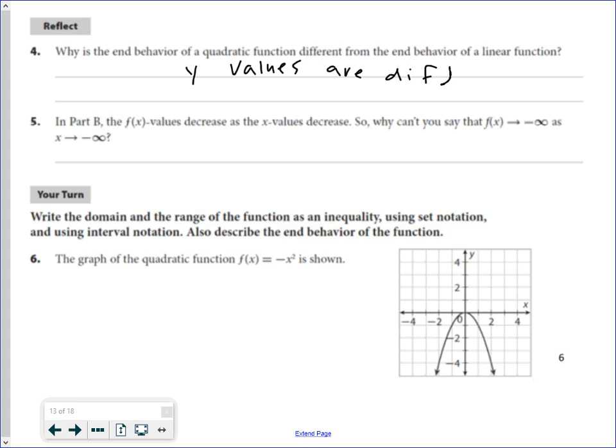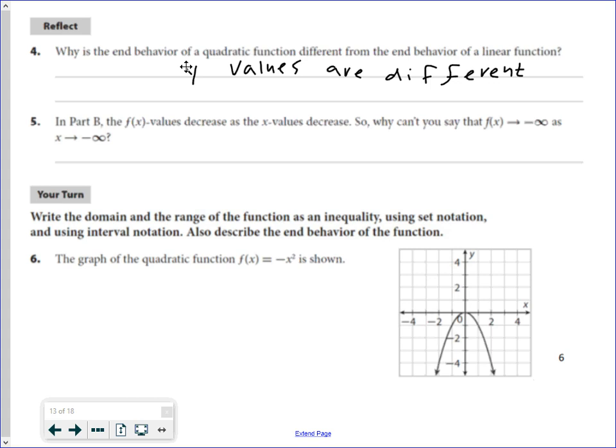Y values are different, and they're different as x increases and as x decreases. In part B, the f of x values decrease as the x values decrease. So why can you say f of x equals negative infinity as x goes to negative infinity? And we talked about that already.